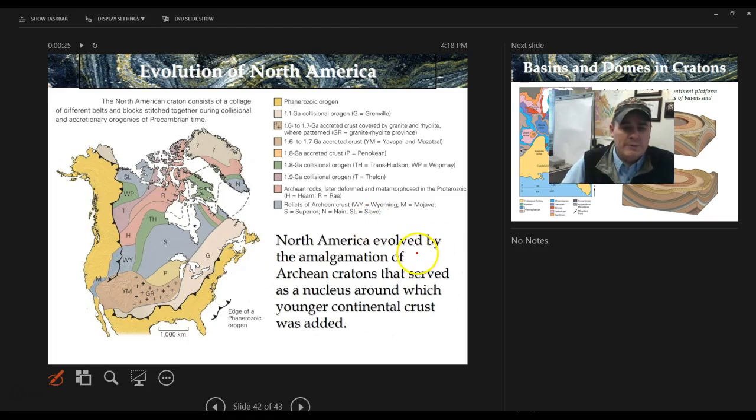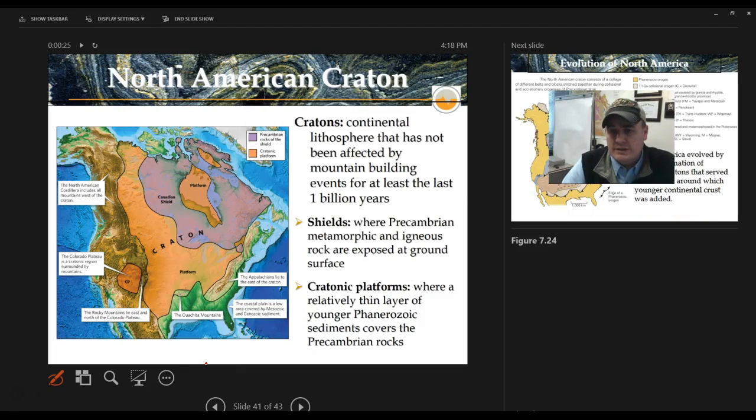So really North America is an amalgamation of small little continents slamming into each other to form this larger continent over time. So you have all these rocks in North America, and the interior of the continent is made up of these old rocks. Okay, and the outside edges, the part where we live, are actually quite young relative to the central core. So the central core is what we call the Craton.